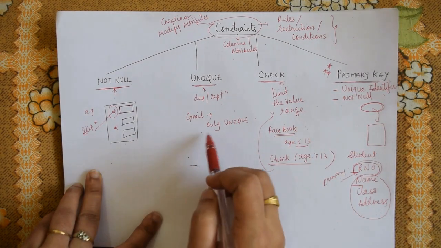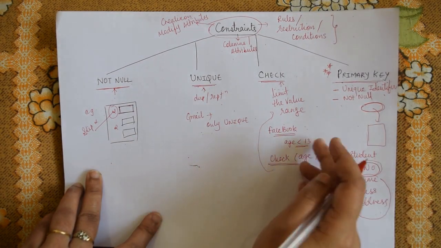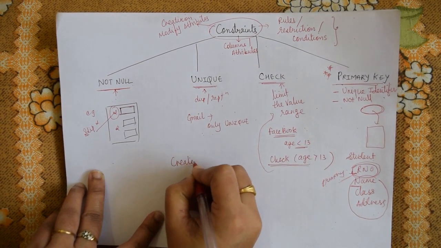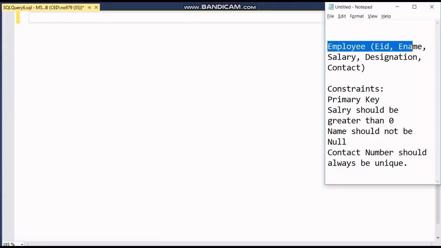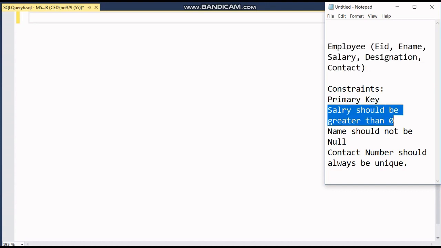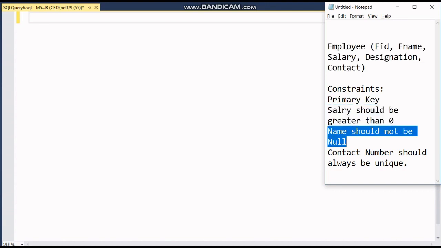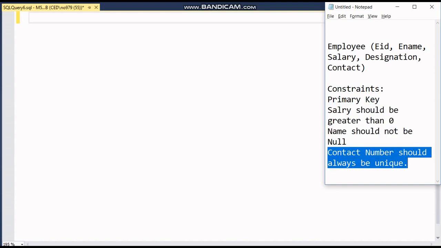Okay, so these are different constraints. Now I am going to show you how to create a table with the help of these constraints. Employee table having attributes employee ID, employee name, salary, designation and contact number. And constraints are primary key, salary should be greater than 0, name should not be null, and contact number should always be unique. Now I will show you how to use these constraints in the create table statement.